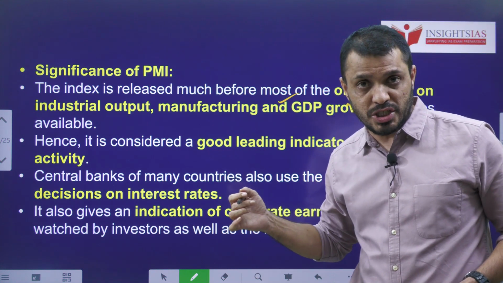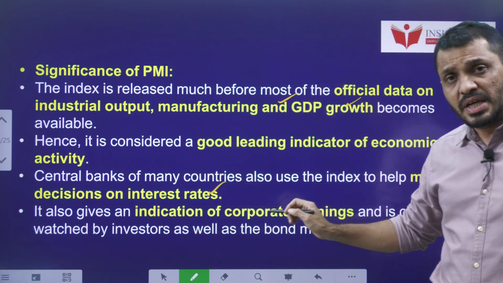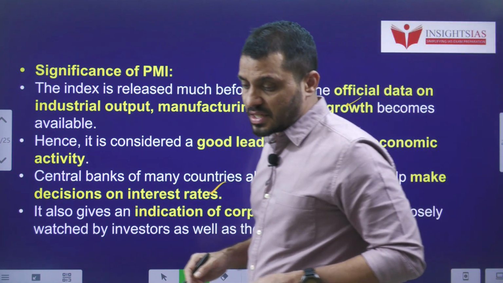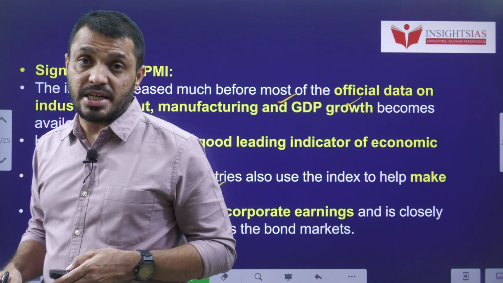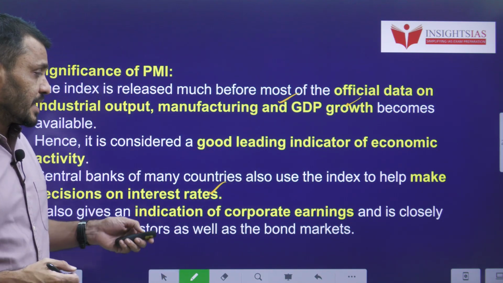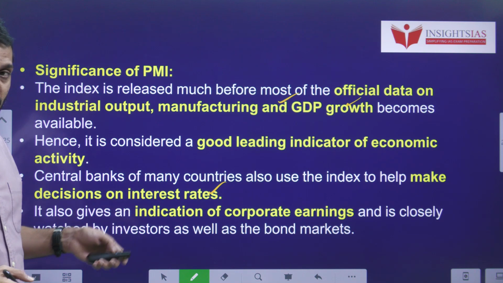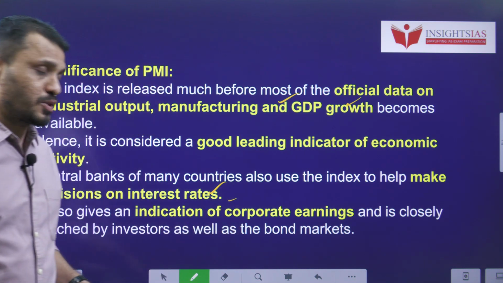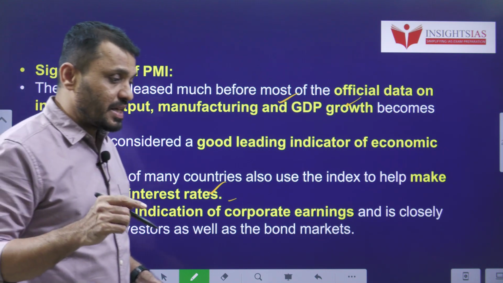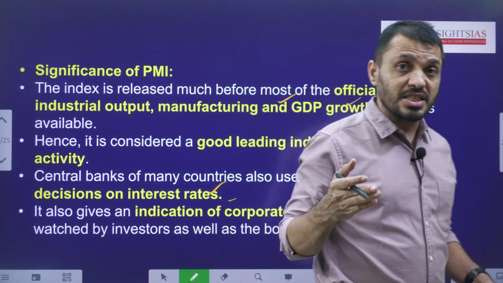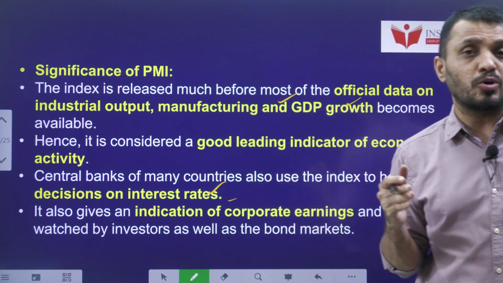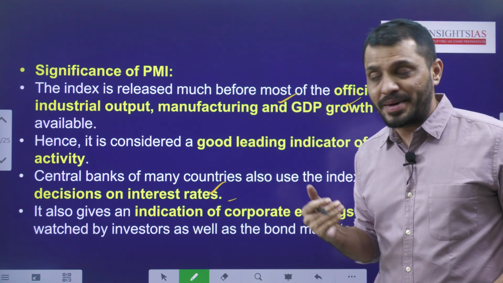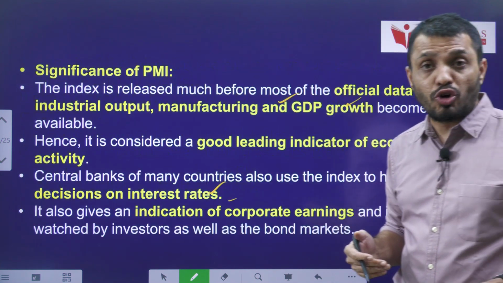It also gives information based on which central banks will take decisions regarding interest rates. If it is going down, obviously the central bank will announce a reduction in the interest rate so that capital investment will increase, so that industrial output will increase. It is also an indication of corporate earnings. The reduction of PMI indicates that corporate earnings are also decreasing, since they are not putting much money into raw materials. So these are the three topics.